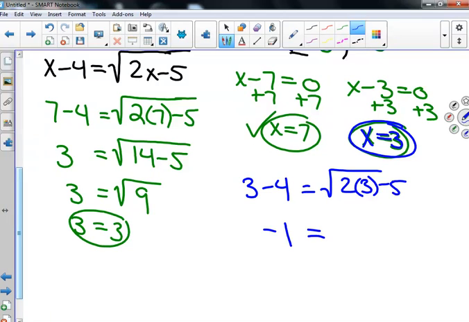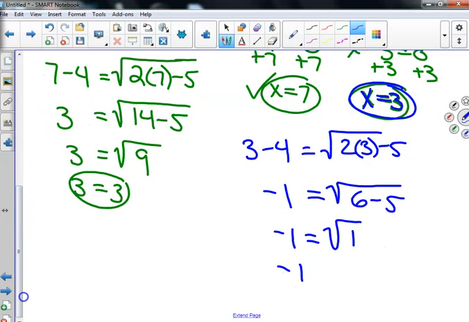So right now, I know that this does not work, but I'm going to finish it anyways. So this would be 6 minus 5. Then it'll be negative 1 equals square root of 1. And that equals negative 1 equals 1, which is not true. So 3 does not work. So my only solution to this problem is x equals 7.